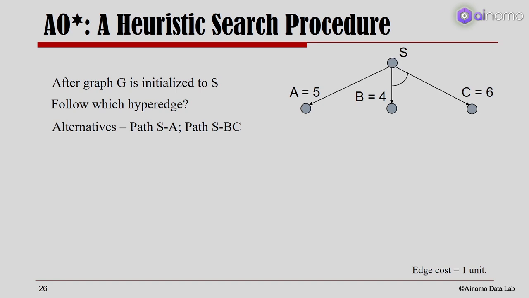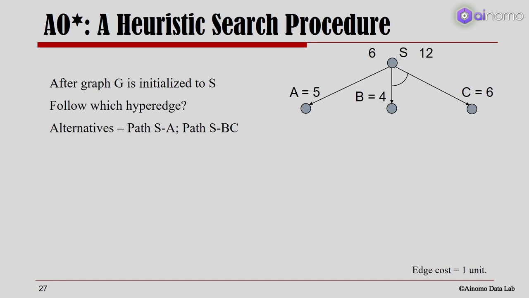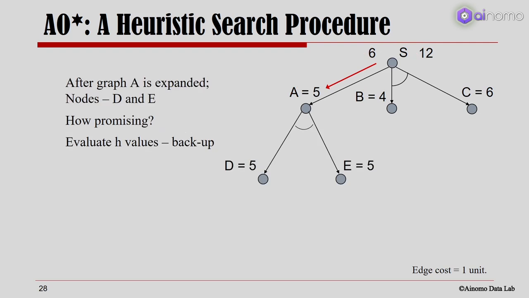We start computing the cost. So, if I start at A, I add 1 edge cost to this. So, I will have 6, 5 plus 1, 6. If I take the 2 connector option, then I have 4 plus 6, 10 plus 2 because of the 2 connector. That gives me a value of 12. Given these two values, I will definitely follow the path S to A. Thereafter, I expand the node A.